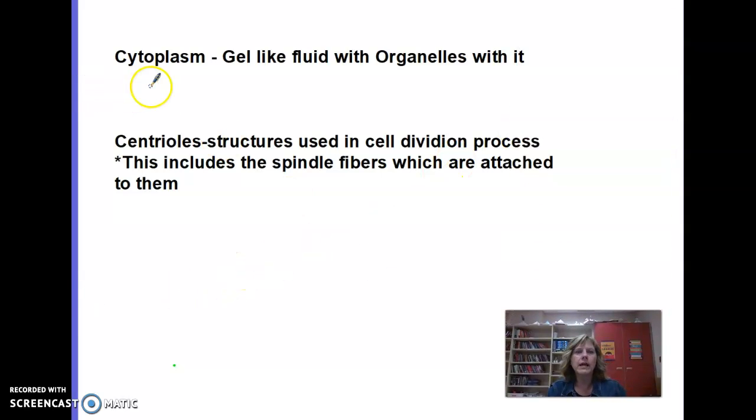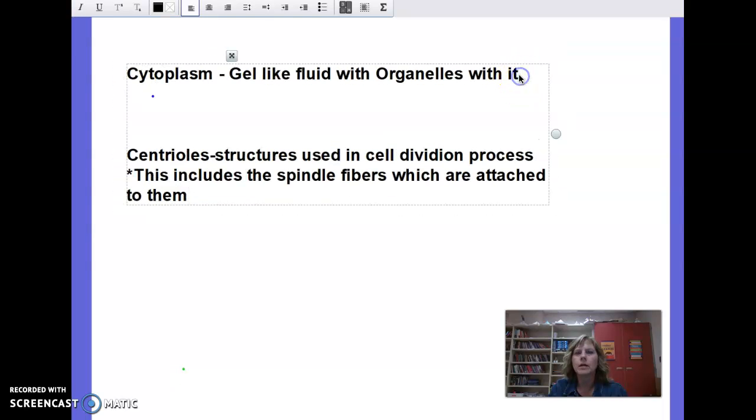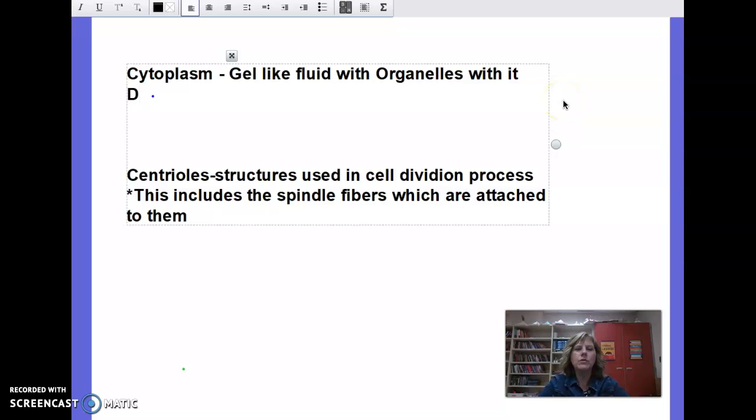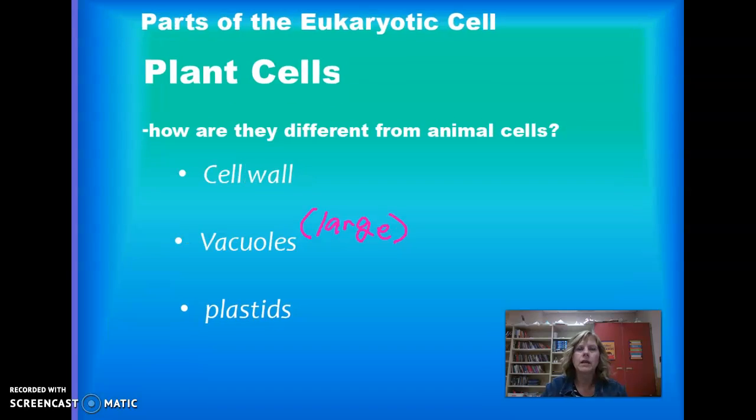Just a couple of things then. Cytoplasm is that gel-like fluid that has the organelles floating around in it. Technically, we say the cytosol. Actually, I should add that on here. The cytosol is just the fluid itself. I don't know that I have that on there, so I'm just going to add this for you. Cytosol is the gel-like fluid only. And then centrioles. These centrioles become very important when cells are dividing during the mitosis and meiosis process.